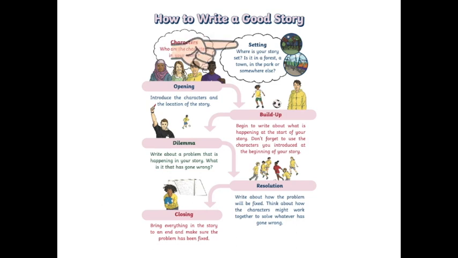Then, we think about the type of setting that we want, the places in the story. Where is your story set? Is it in a forest, a town, in a park, or somewhere else? Could be anywhere, could it? Depends what you want. Could be a desert, it could be outer space, on a different planet even. So, we think about the characters and we think about the setting. Then, we want to begin to build a good story.